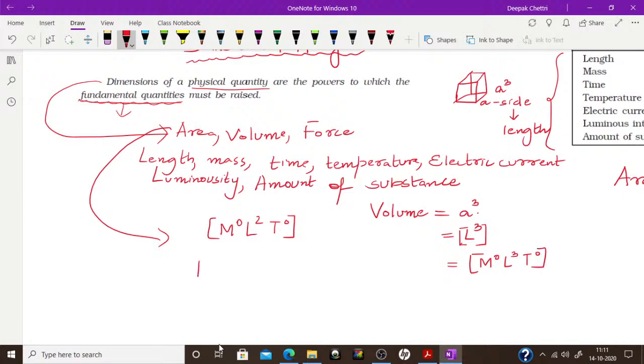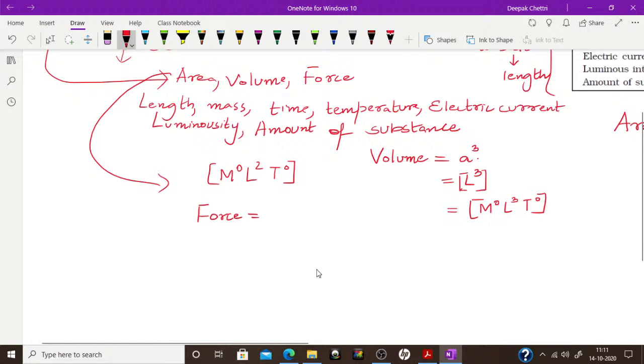Force, let us find it for force. If you want to find the dimension of any quantity, you should know the formula. The formula for force is mass into acceleration. Now mass, what is the dimension of mass? I have shown you in this table.